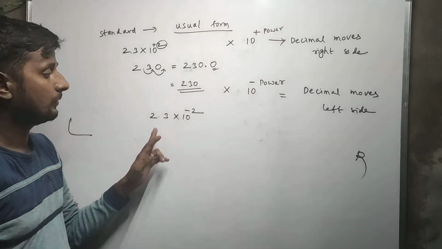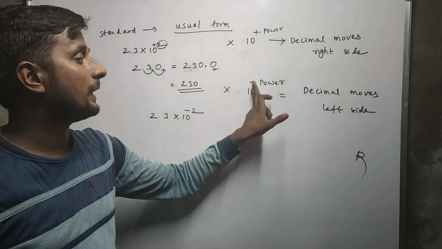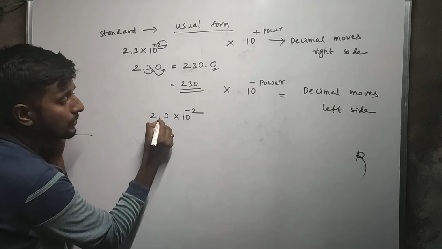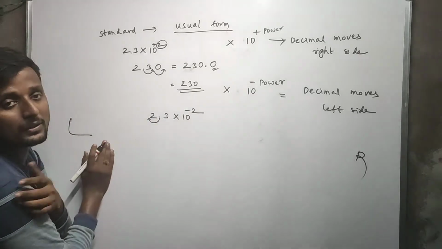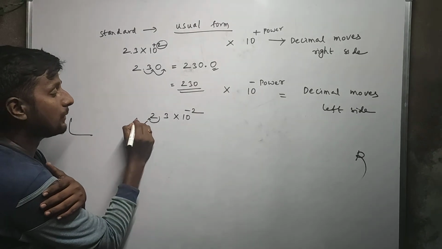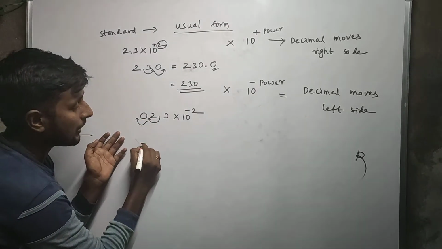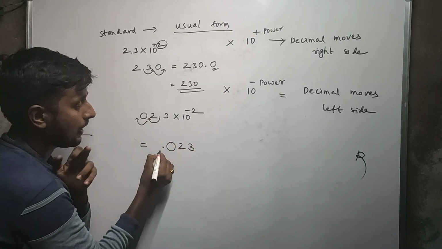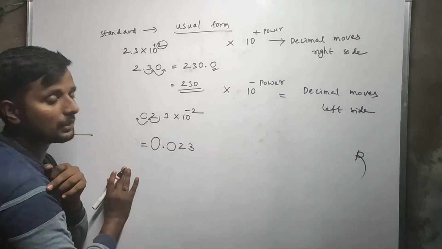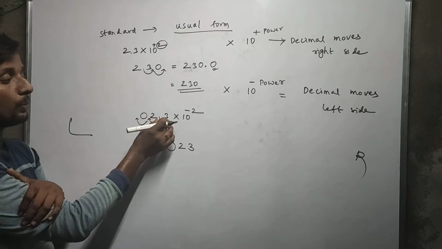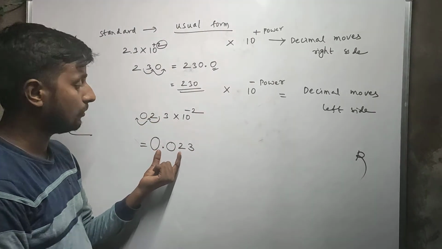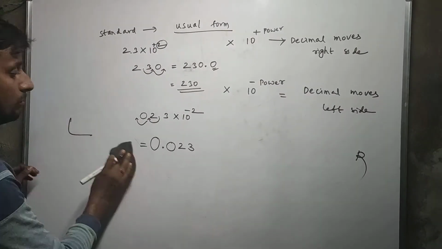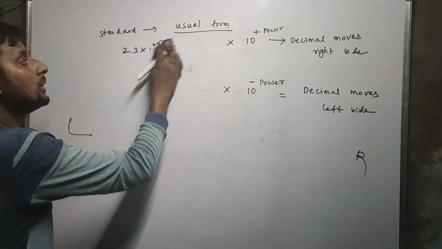So 2.3 into 10 to the power minus 2. Same 2.3. What happens? If the 10 power is negative, the decimal moves left side. Look here also: we have only one digit, so we need the support of one more digit, that is nothing but 0. Simply write 0, then 2, 3, and before the decimal also we need a digit, that is 0. So 2.3 into 10 to the power minus 2 is equal to 0.023, and 2.3 into 10 power 2 is equal to 230.